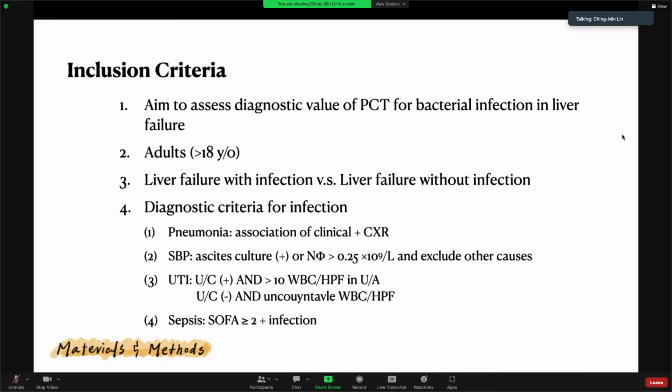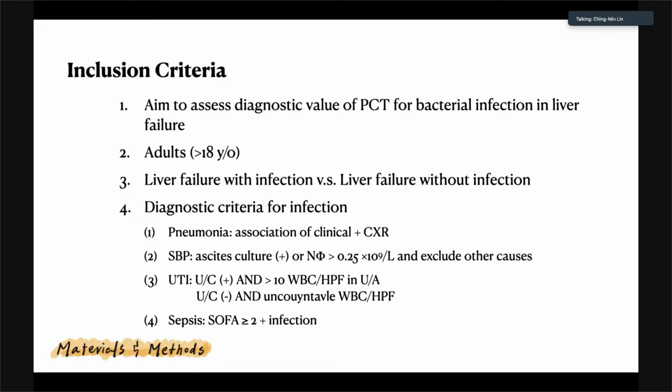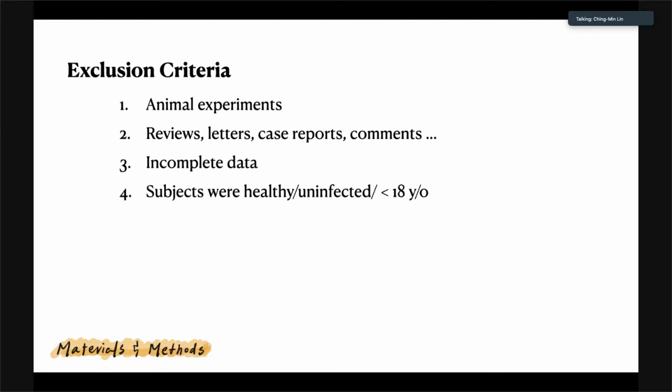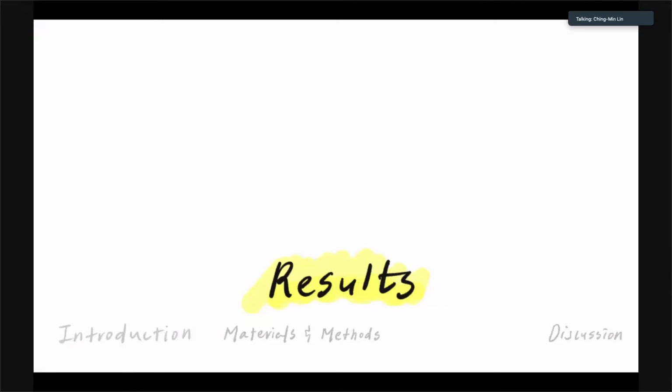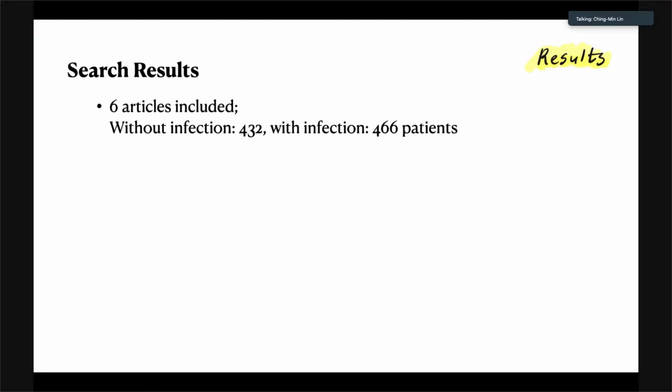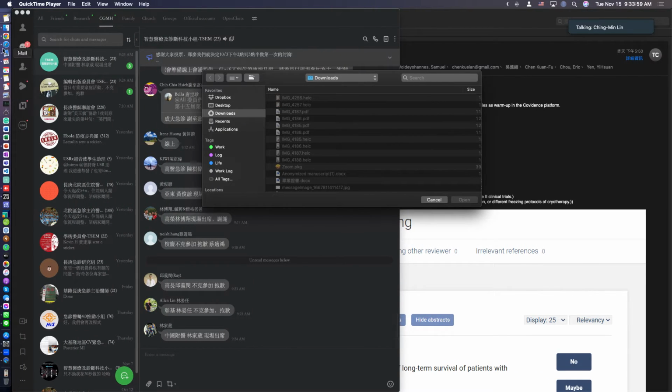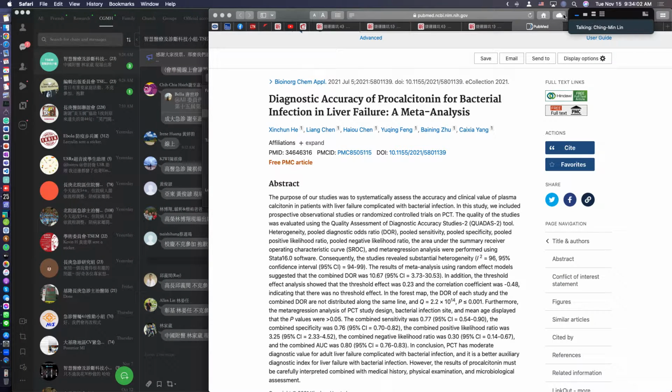Secondly, these studies should be limited to adult patients. Thirdly, they should compare patients with liver failure with infection and without infection. And fourth, the last one is about the diagnostic criteria for infection listed above. There are also some exclusion criteria, like animal experiments and incomplete data. For the statistical analysis, the authors used QUADAS for quality evaluation, along with data software. As for the results, the author found 6 articles with around 400 patients with and without infection.